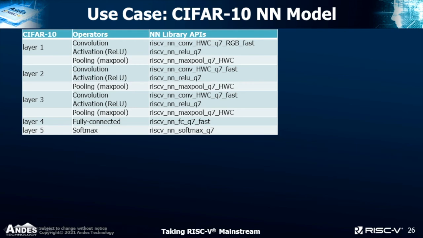We are going to introduce 2 use cases. The first one is CIFAR10. There are 5 levels in total in the CIFAR10 model. The top 3 are all combined with convolution, activation, and pooling. The last 2 are fully connected and softmax. All you need to do is to write a main function calling the Library API sequentially and make sure the function arguments are filled in correctly.